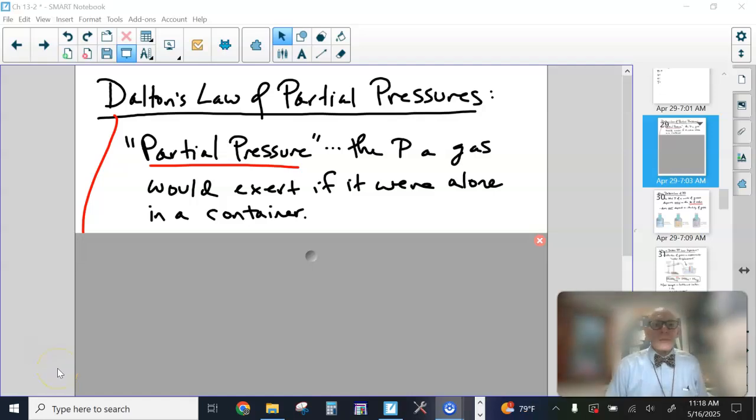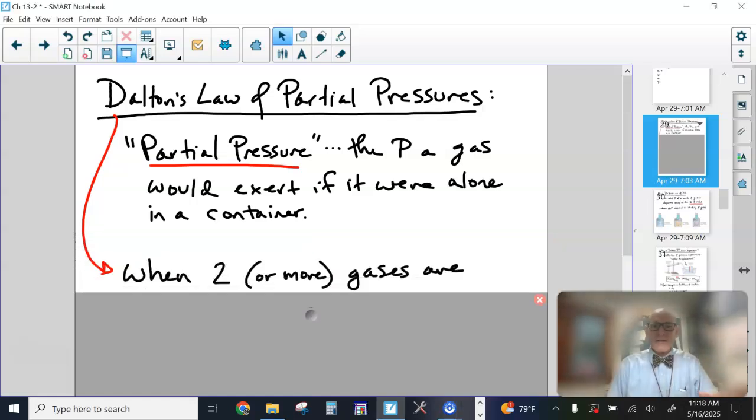This quick video lesson will summarize Dalton's law of partial pressures and how we will apply it to a couple of mini labs that we'll do in class. So first of all, Dalton's law of partial pressure says this: that the pressure of a gas in a mixture of gases would be the same as if it were alone in a container.